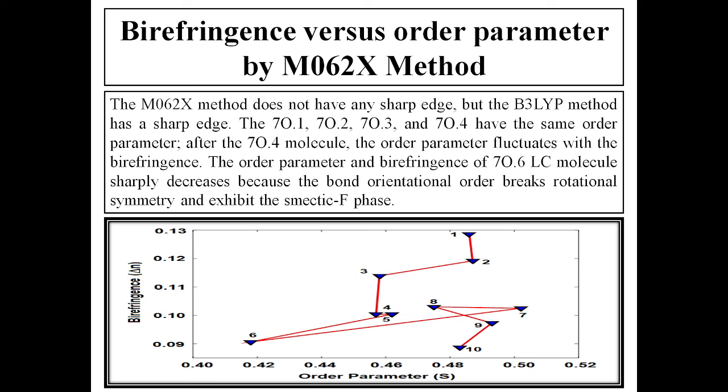The order parameter and Y references of the 7O6 FC molecule sharply decrease because the bond orientational order breaks rotational symmetry and exhibits a symmetric F phase.